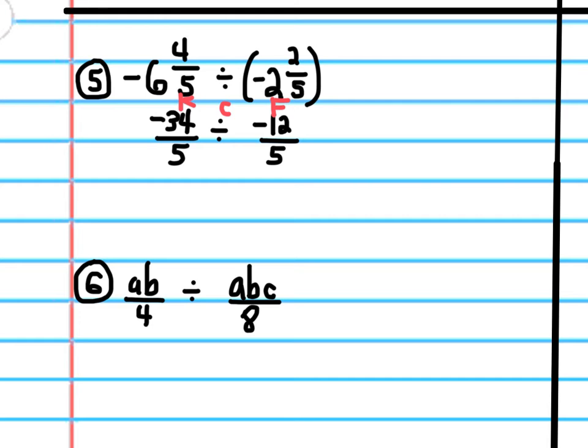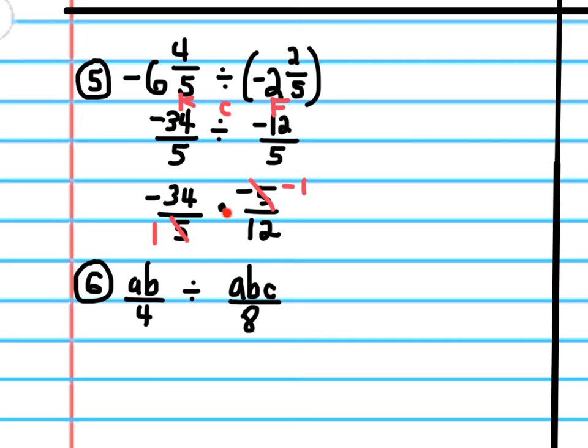Now from here, in red, I'm going to squeeze in keep, change, flip. We keep the first fraction, -34/5, change to multiplication, and then flip the second fraction. I'm going to bring the negative to the top. All right, now we can cross cancel here with the 5 and the -5. Divide them both by 5, and that'll be -1 and 1 here.